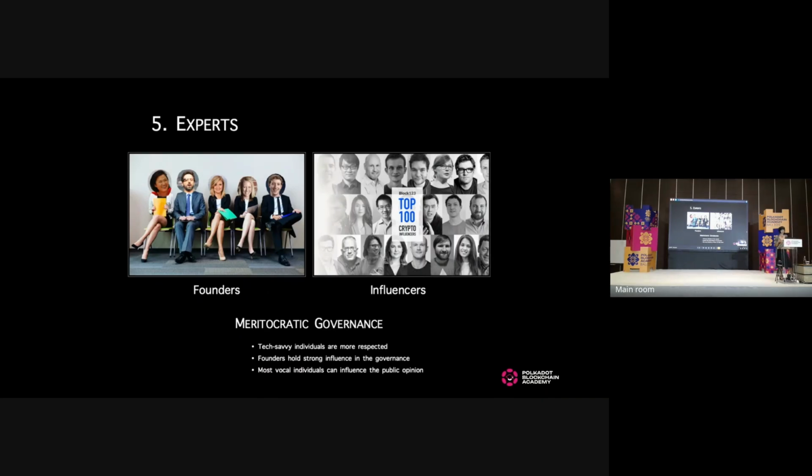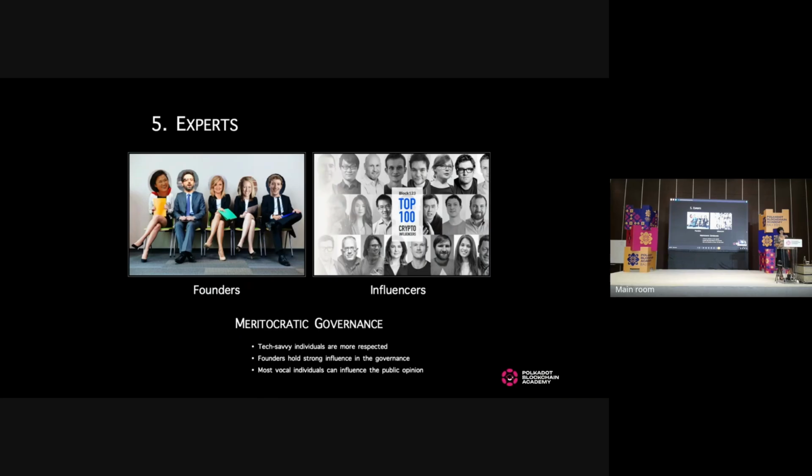But there's also the founder, who generally holds a very strong influence in the governance of their own project, even though they don't necessarily have to have actual power in terms of tokens. And then, yeah, there is the problem of social media being oftentimes distorted by people that maybe don't have that much tech savviness or influence, but they are speaking a lot, and therefore they actually influence people.